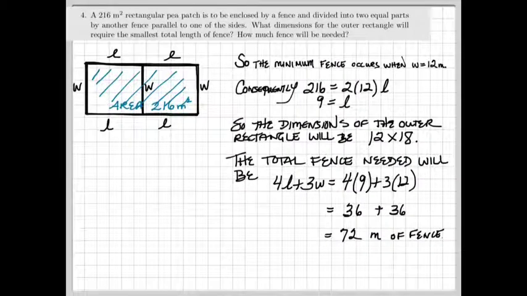We conclude by being sure to answer the question asked: the dimensions of the outer rectangle for the smallest length of fence and the amount of fence needed. So the minimum amount of fence occurs when W is 12 meters. The dimensions of the outer rectangle will be 12 meters by 18 meters, and the total fence needed will be 72 meters.